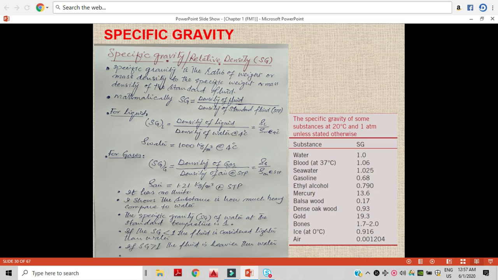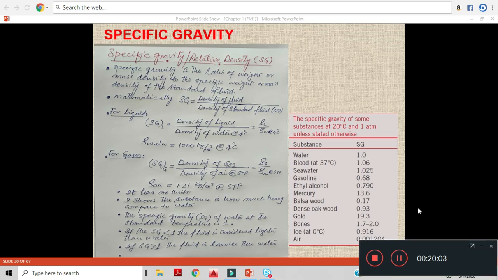If the specific gravity is less than 1, it means the fluid is light and can float over the water in a mixture. If the specific gravity is greater than 1, it means the fluid is heavy compared to water, and if that fluid mixes with the water, the fluid remains at the bottom of the mixture. So this is basically the understanding of specific gravity.